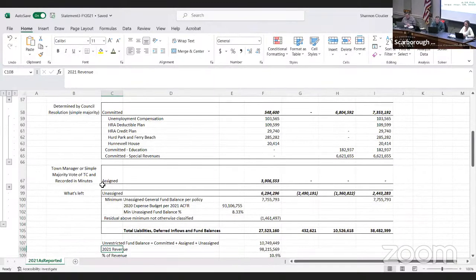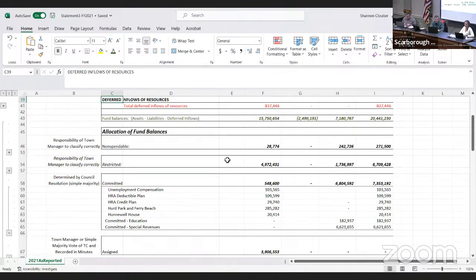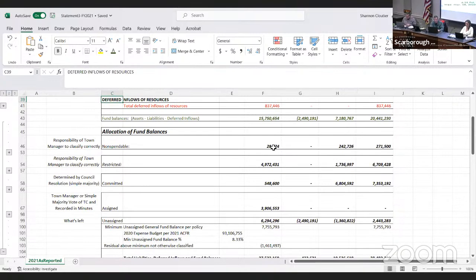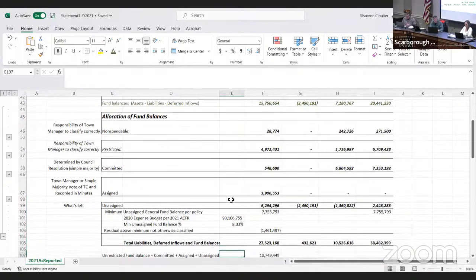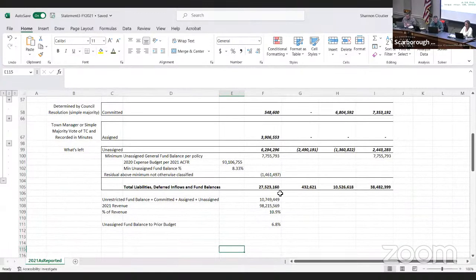Okay, and then I'm going to do unassigned first because I think it does make sense. Again, you have total fund balance of 15 million, and that non-spendable is 28,000, restricted is almost 5 million. The committed is about 550,000. Well, if you add all those up, you get a number. If you check your unassigned first, our policy says that we should have 7.7 million of unassigned. What we actually had was 6.3.